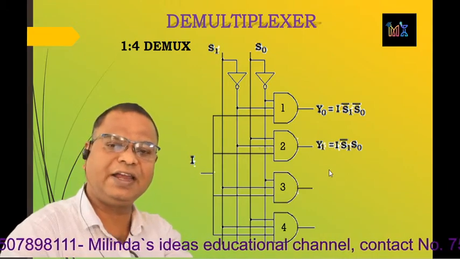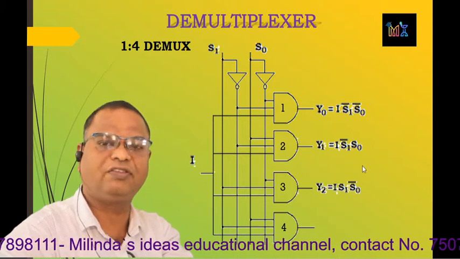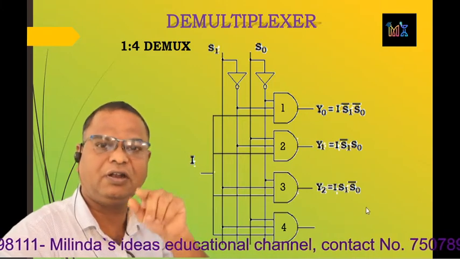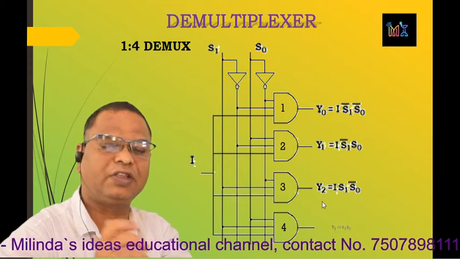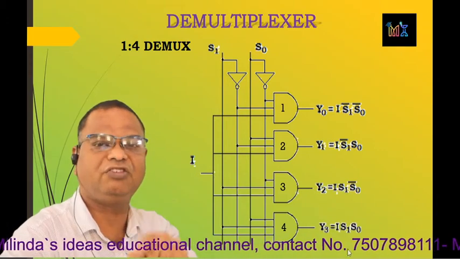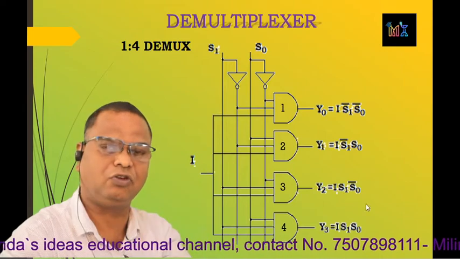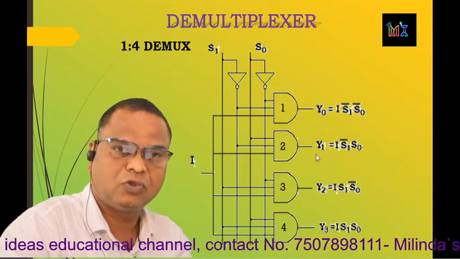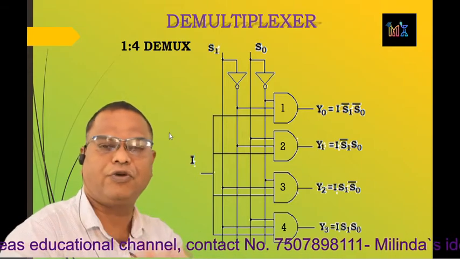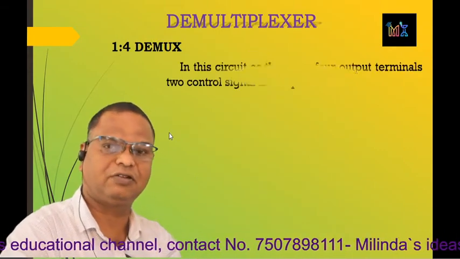Output of third AND gate is Y2 is equal to I, S1, S0 complement. And output of last AND gate, that is the fourth AND gate, is Y3 is equal to I, S1, S0. So that is 1:4 demux. Now the working of this demultiplexer.